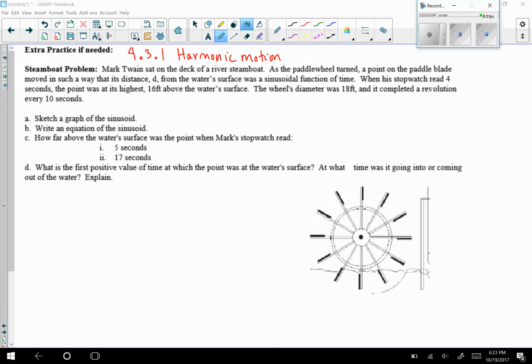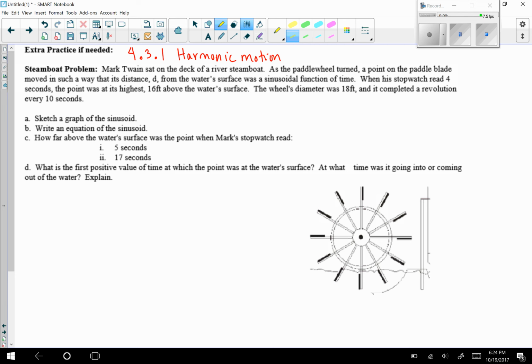As the paddle wheel turned, a point on the paddle blade moved in such a way that its distance d from the water's surface was a sinusoidal function of time. When his stopwatch read 4 seconds, the point was at its highest, 16 feet above the water's surface. The wheel's diameter was 18 feet and it completed a revolution every 10 seconds. We want to sketch a graph of the sinusoid. For this, we have to pick out some key features that we just talked about.